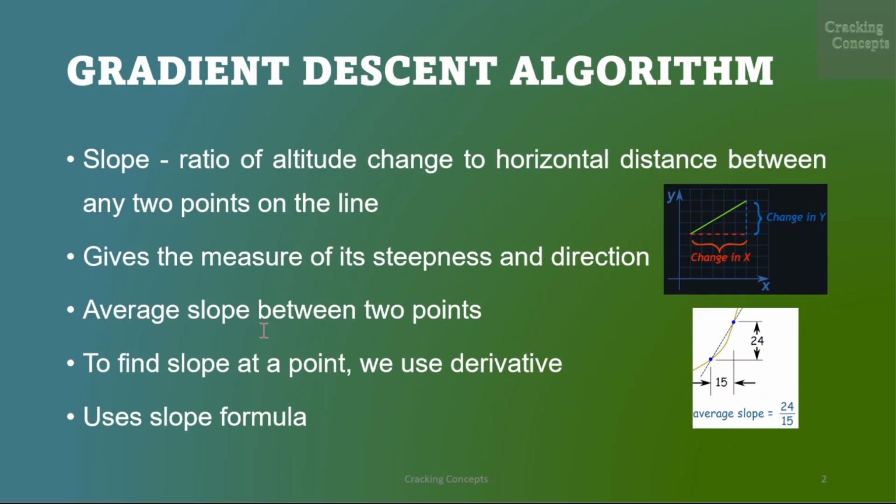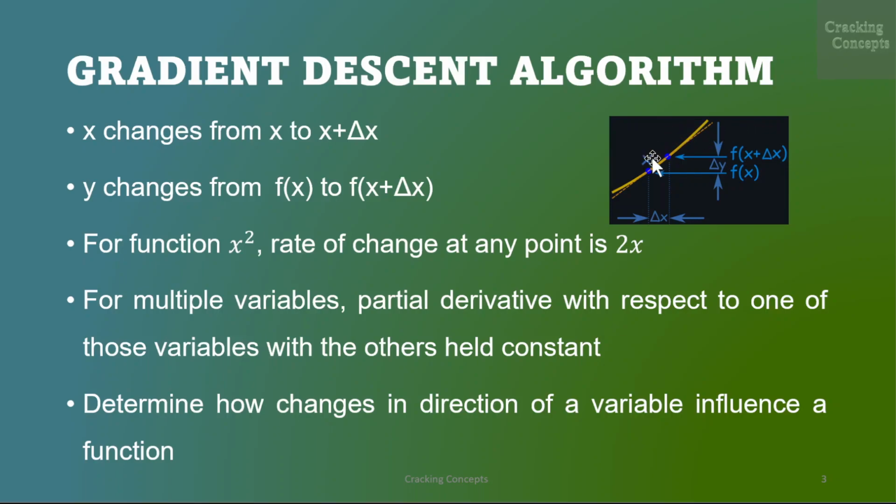In order to find the slope at a point, we usually find the derivative. Now derivative will use the slope formula. From the figure, we see that considering these 2 points, the value of x will change from x to x plus delta x, and the value of y will change from f of x to f of x plus delta x. For example, if we take the function x square and find its derivative, we get it as 2x, which means the rate of change at any point there is 2x.